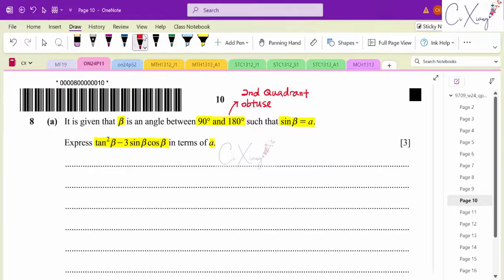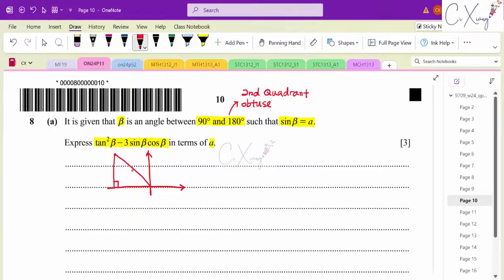Some students will draw the triangle. For me, I will also draw the triangle, but I will draw it in the second quadrant. So for the second quadrant, this is how my graph looks. And if I want to draw a triangle in the second quadrant, the triangle should be something like this. It is a right angle triangle where the x value should be negative, the y value, the vertical line, should be positive, and your hypotenuse is always positive.